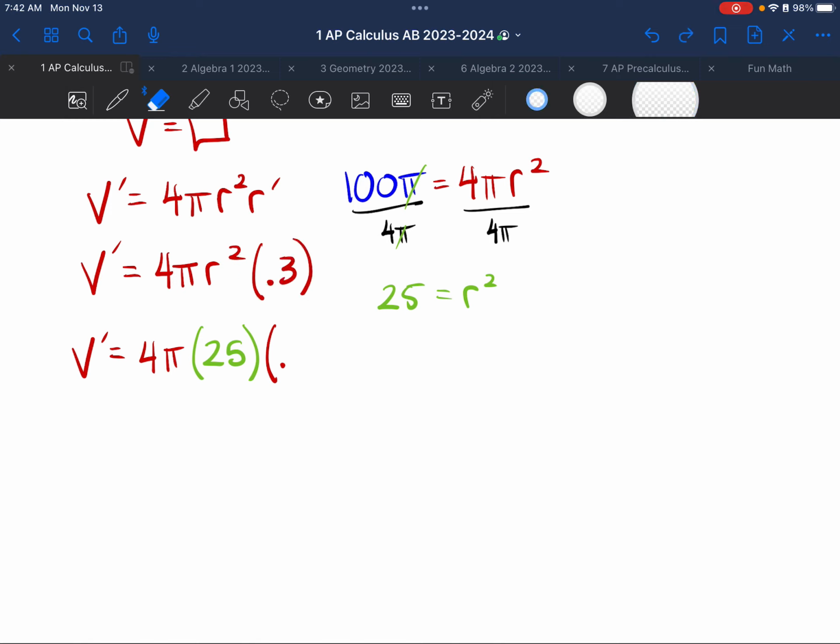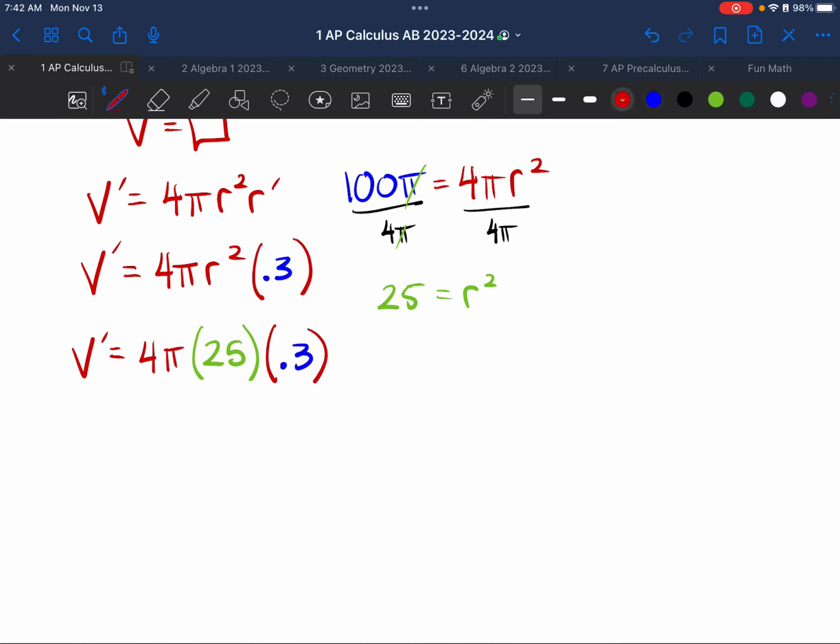Again, 0.3 probably should have been in blue. Oh, that was too big of an eraser. 0.3 should have been in blue because I was doing substitution there, wasn't I? I meant to do blue. I guess I should keep it blue. Come on, Mr. Sindel, get it together.